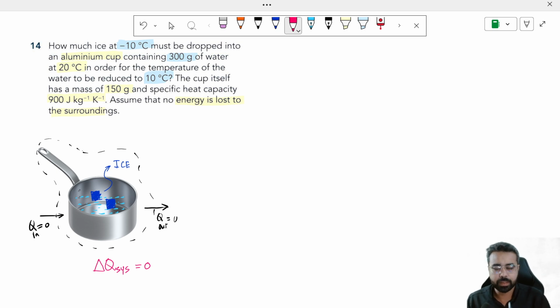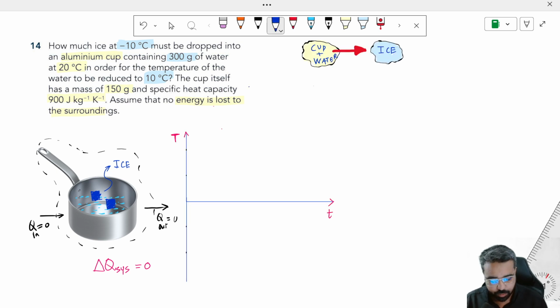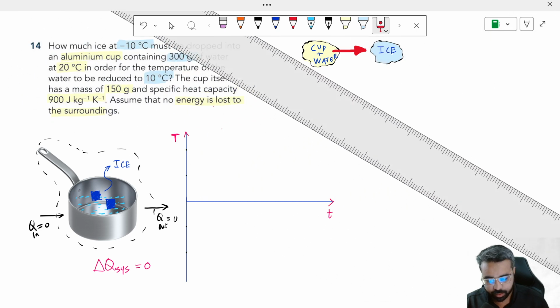The uniqueness of this problem is that I will also draw the temperature-time graph, and we will analyze how we can reach the right solution. So let me show you now the temperature-time graph. Okay, students, so let's start from the temperature-time graph, and you see that the heat energy is going from this system, the cup and water, to the ice. What will happen as a result of this transfer of energy? The temperature of the water and the cup will drop.